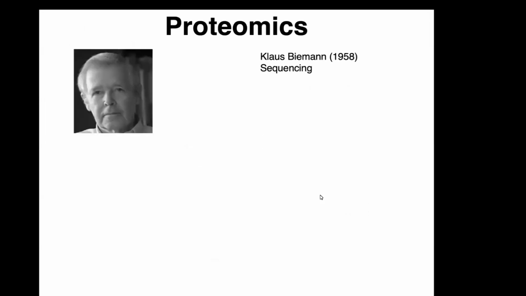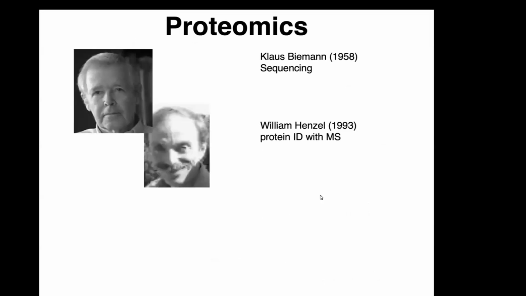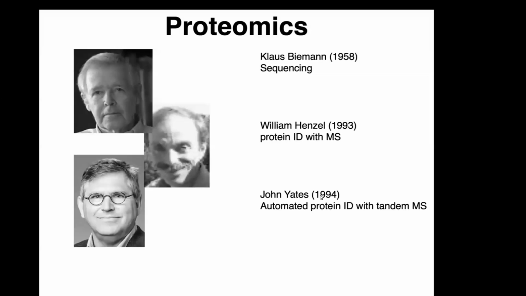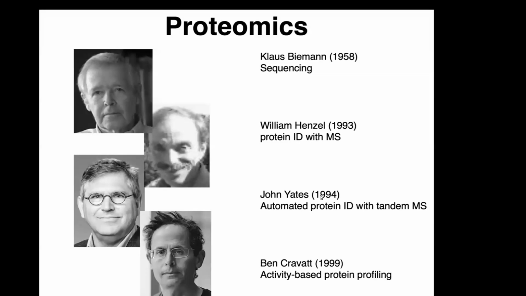Klaus Biemann is probably one of the really early innovators of using mass spectrometry for sequencing, and he did that as early as 1958. William Hensel had the first paper, him and a number of other investigators, including John Stoltz at Genentech, describing protein identification with enzymatic digestion to identify proteins with mass spectrometry. And as I mentioned, John was the real innovator behind what is now one of the cornerstones of proteomics, LC-MS based automated identification of proteins. And as I mentioned, John is also here at Scripps.